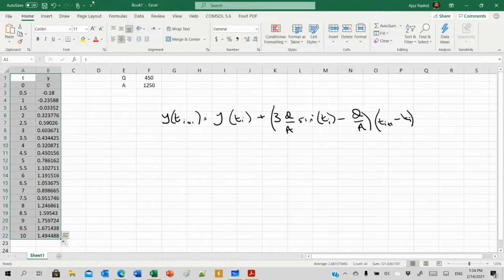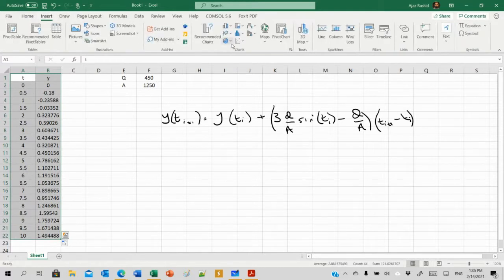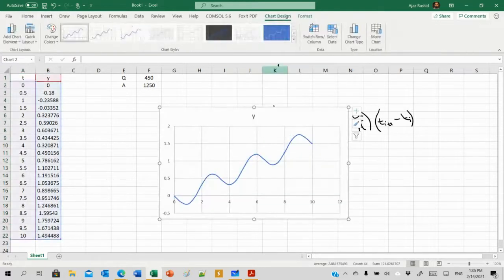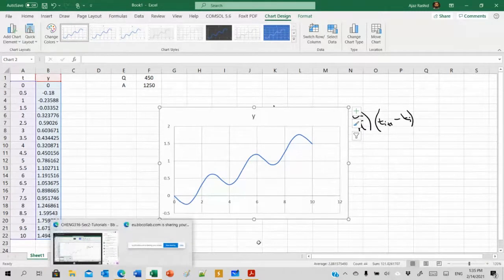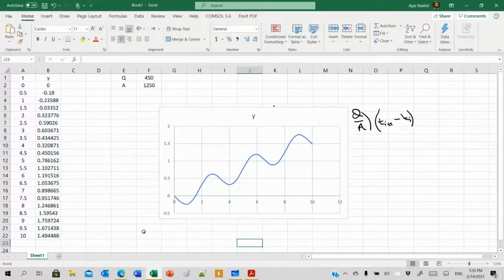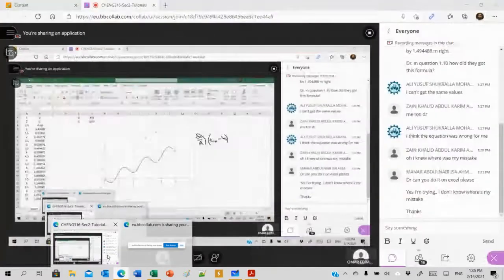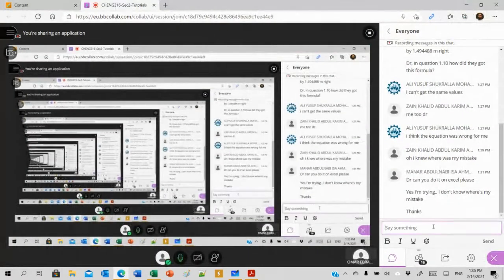If you want to plot it, we see that that is how the level is changing. It seems ultimately it is increasing with time. The level is going up and down, but with time it is increasing. Any questions for anyone who doesn't understand?